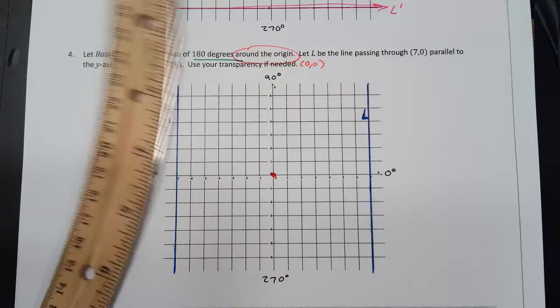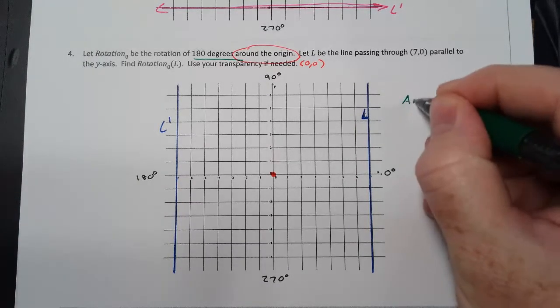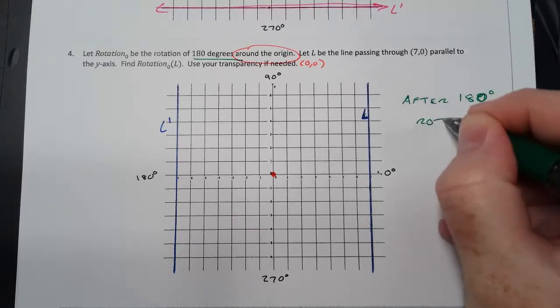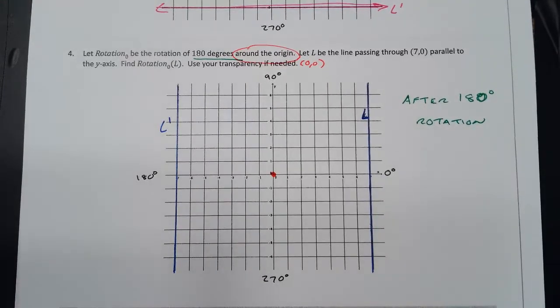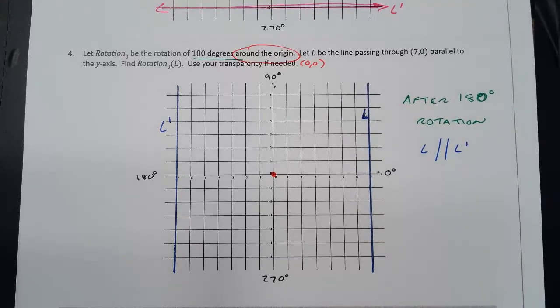What do you notice about this relationship between L and L prime? Hopefully you noticed again that after a 180 degree rotation, L is parallel to L prime. So a 180 degree rotation made more parallel lines. Should we keep exploring? Why not? They give us more options. Let's see.